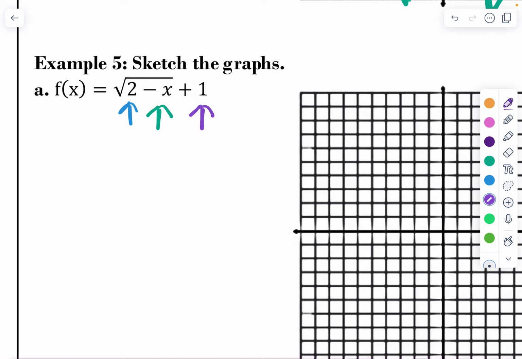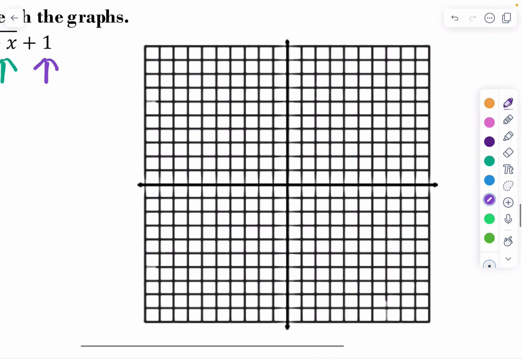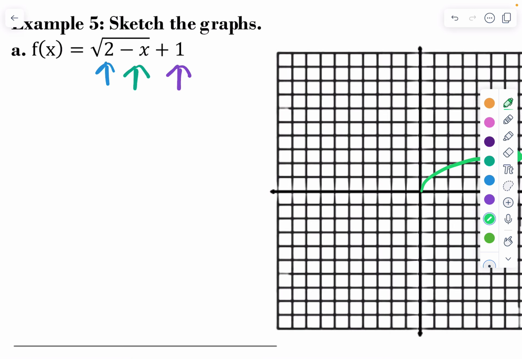So we have the square root of 2 minus x, plus 1. I'm just going to roughly sketch the parent function of our radical equation. It'll look like this. Well, this one, let's list out what's going to happen. This one is going to be shifting. Don't let the negative freak you out, okay? It's a negative x. That's a negative on the inside of the grouping symbol.